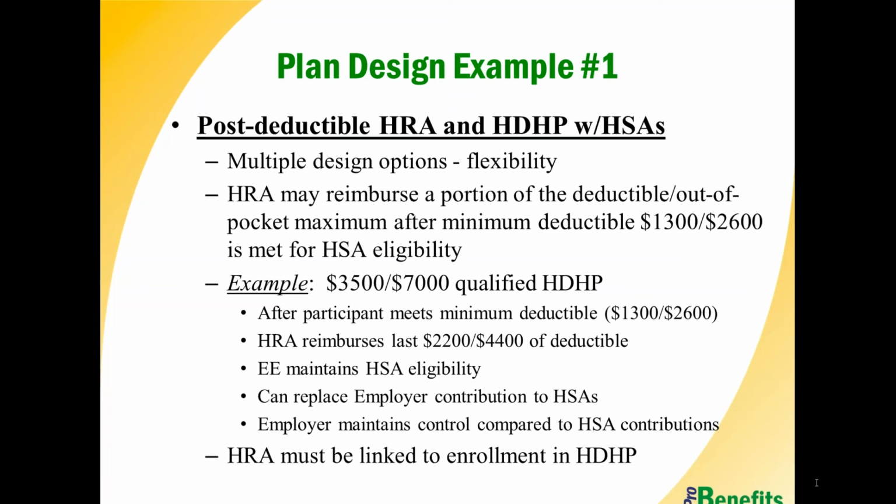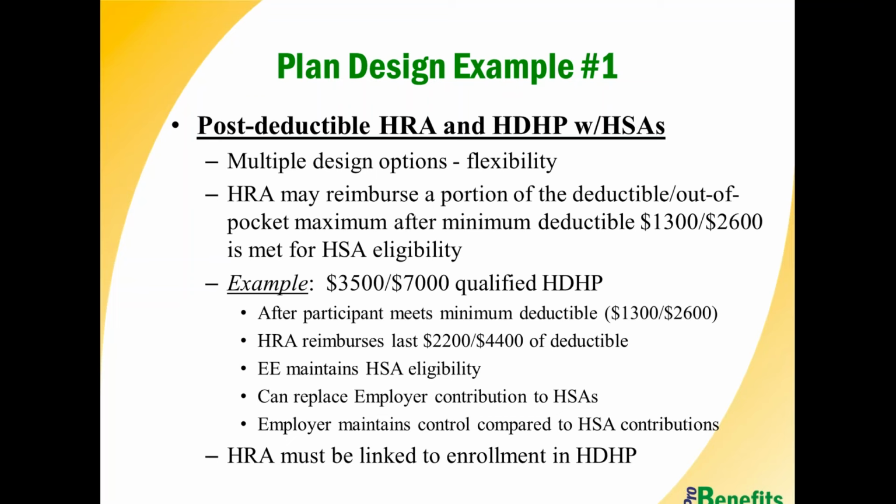As Chris had mentioned before, one of which is an HRA that wraps around the minimum deductible requirement of $1,300, $2,600 for family for HSA eligibility. In this example, we have an insurance plan that has a $3,500, $7,000 high deductible before the insurance kicks in. Some employers might want to, quote, buy down that deductible responsibility for their employees while still preserving the HSA eligibility for the individual. They can wrap around an HRA behind the minimum deductible requirement of $1,300, $2,600.